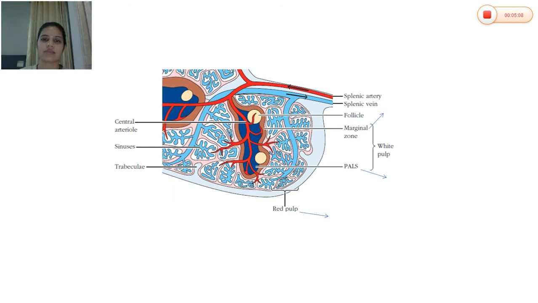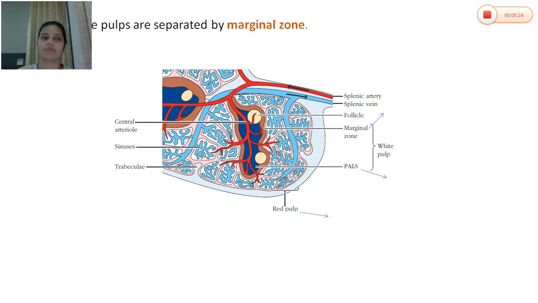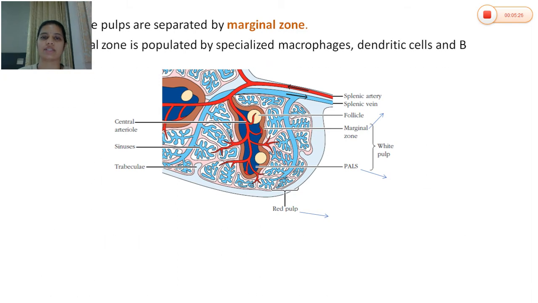So the same diagram once again. Here we said there is another area known as the marginal zone. This marginal zone is actually a separation between the white pulp and the red pulp. Both the pulps are separated by a marginal zone. This brown structure is the marginal zone, hence I have written marginal zone in brown. This marginal zone is populated by specialized cells known as macrophages, dendritic cells and B cells.